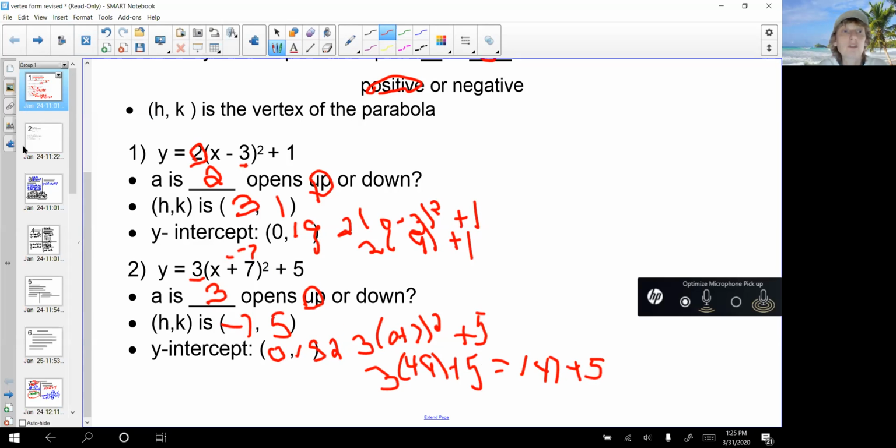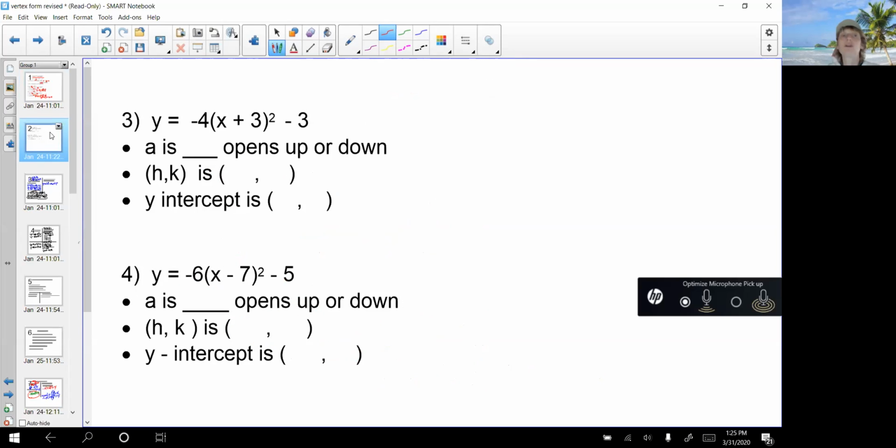Okay, next page of your notes. We're going to go here. Number 3. A is a negative 4. So that means that it opens what? Down. Yep, it opens down. H, K, look at this guy again. It's minus H. This is a plus 3, so it's going to be a minus 3 because of this sign right here. And then your K is a negative 3.